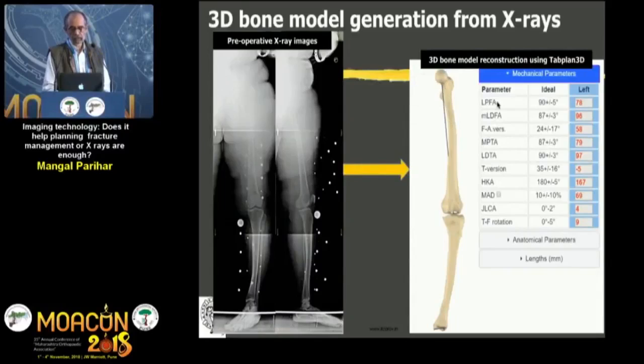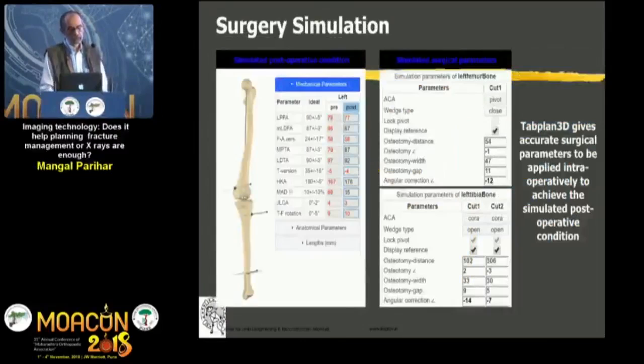Now, from this, it can automatically calculate all the numbers. The important ones here are the LDFA, that is the distal femur, MPTA, that's the proximal tibia, and the LDTA, which is the ankle. In addition to that, using the software, you can simulate corrections. So here I have simulated a valgus osteotomy of the distal femur and 2 osteotomies in the tibia. Once that is done, the numbers come back to normal. This is pre-op and this is post-op.